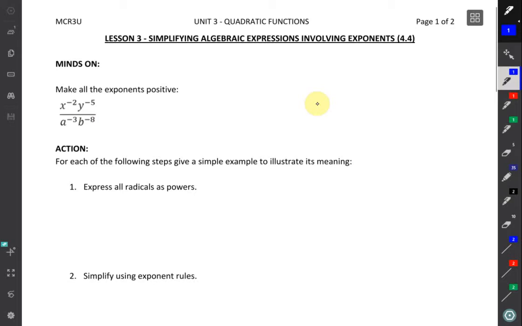In the mind's eye, the first task that I'd like you to do is simply take this rational expression and make all the exponents positive. To do that, remember that we simply have to move the powers from the numerator to the denominator and vice versa, and then change the sign of the exponent.